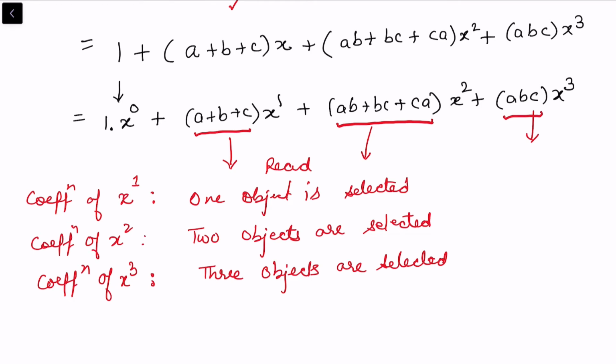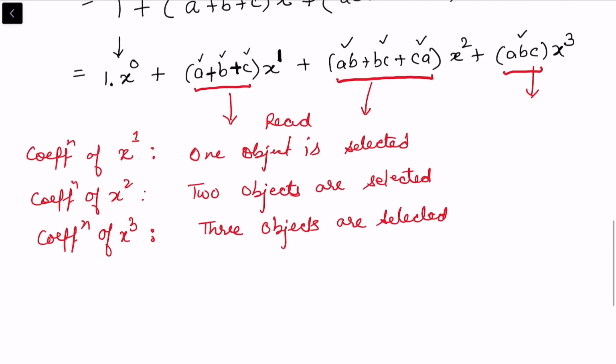So we have a plus b plus c, and you can see that this is a plus symbol, so this gives a relation with the addition principle. This is OR. If one object is selected, either it is A or B or C. If two objects are selected, either it is AB or BC or CA. If three objects are selected at a time, then ABC is the only choice. So this is the expanded generating function, and here we have also learned the relevant cases.